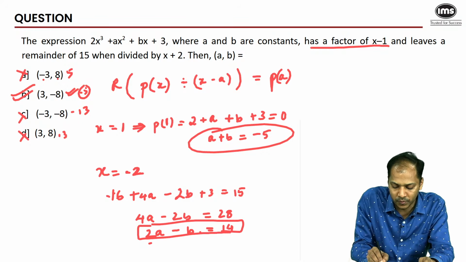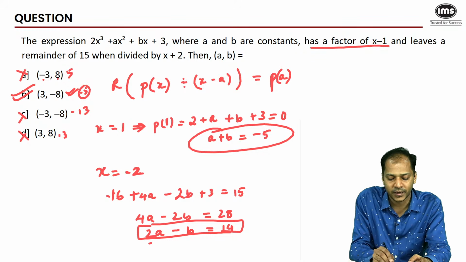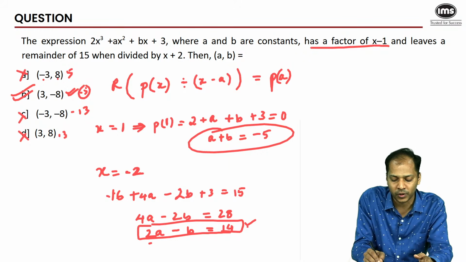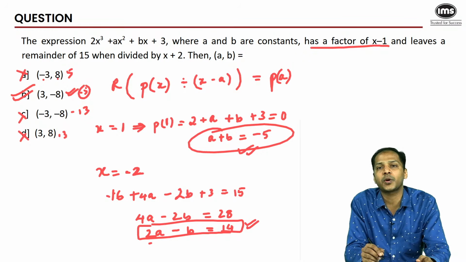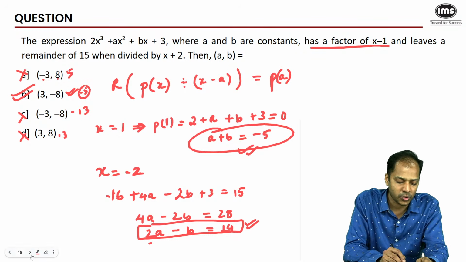You can check from option B. 2 into 3, 6, minus of -8 is +8. So 6 plus 8 adds up to 14. Two variables, two equations, you have to solve them simultaneously to get to the answer. Okay. Sure, let's go ahead.